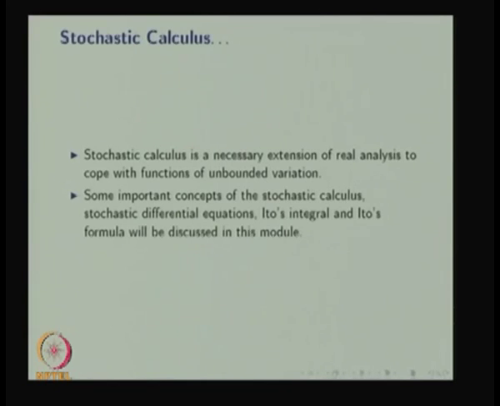So in this lecture we are going to discuss stochastic differential equations. In the next lecture we are going to discuss stochastic integral equations. And in Lecture 5 we are going to discuss the Ito formula and some important stochastic differential equations and their solutions.